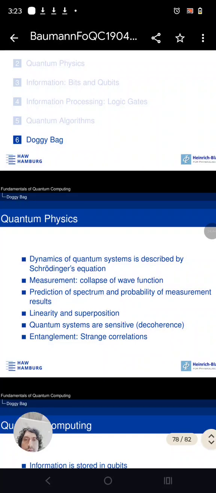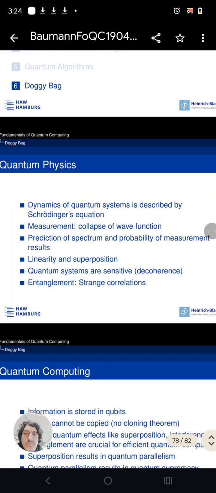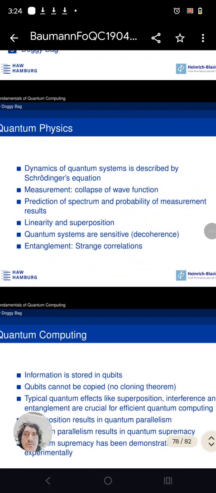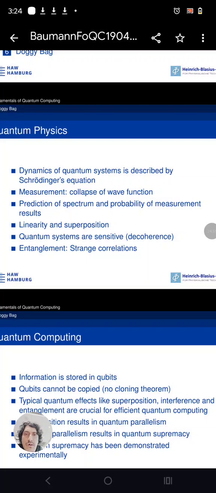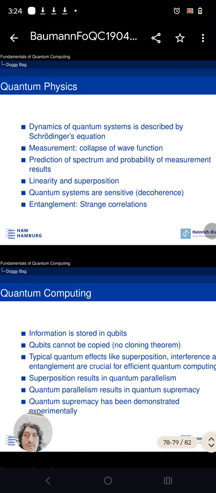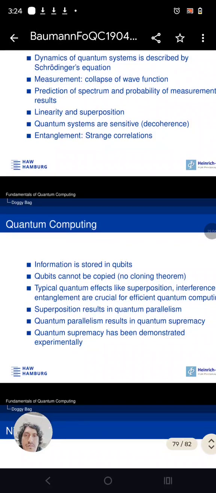So the dynamics of quantum systems is described by Schrodinger's equation. Measurement means collapse of a function. Prediction of spectrum or probability of measurement results, linearity and superposition. Quantum systems are sensitive: decoherence, entanglement, strange correlations.